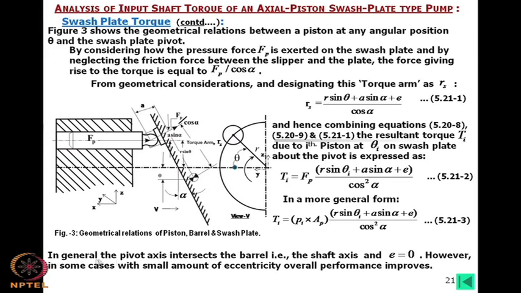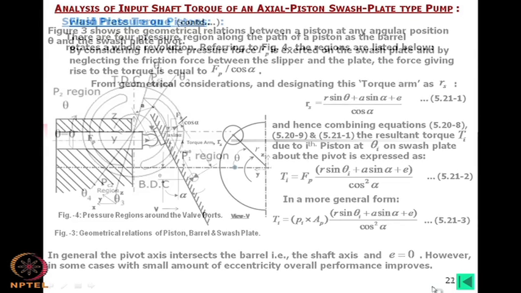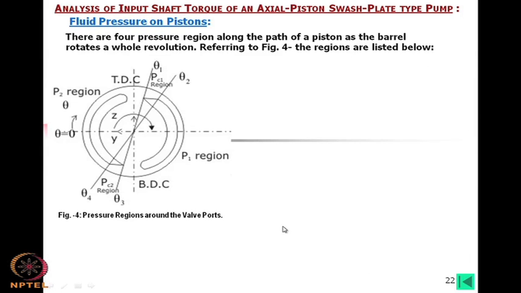Now, in general, the pivot axis intersects the barrel, that is the shaft axis, and E is equal to 0. However, in some cases, a small amount of eccentricity is used for overall performance. Now, next phase, we have to consider the pressure distribution at different zones. System pressure P2 along the discharge port of the valve plate. P2 is the system pressure. So, this is the P2 region. This is the delivery side.